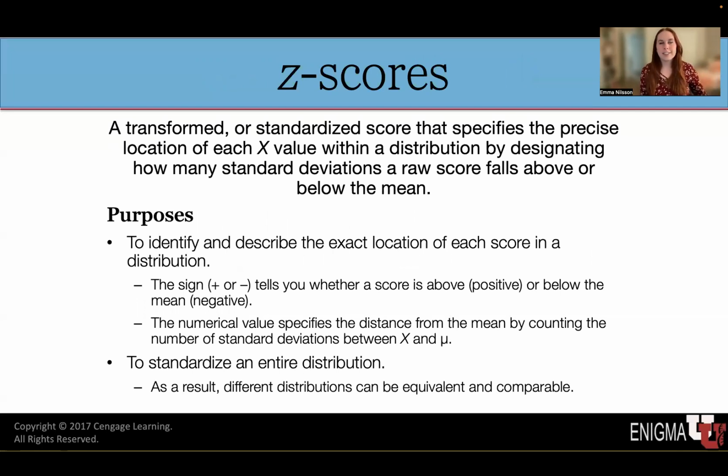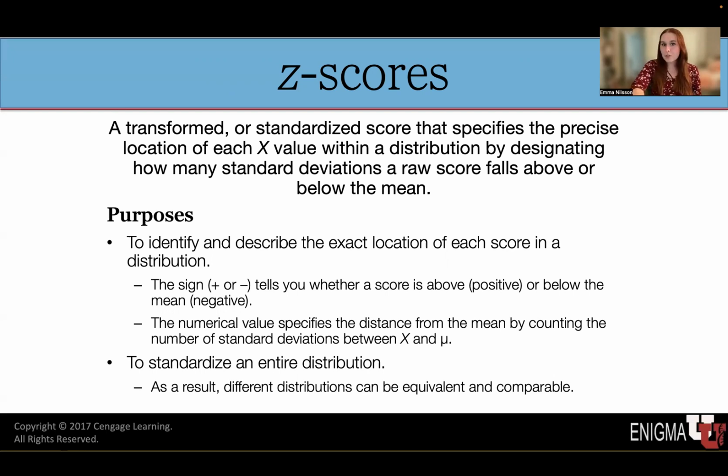More specifically, z-scores just aim to make our raw scores more meaningful and more comparable. If the only thing that you have is your raw score, you don't really have that much information on where it falls within the distribution. So we put them on a standardized scale by transforming them into z-scores. And we'll talk more about this as we go.